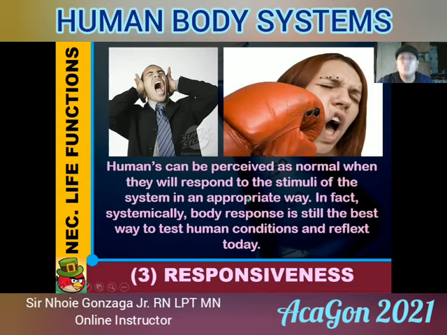The perception is wrong. Well, in fact, systematically, body response is still the best way to test human condition and reflexes today. Okay? So if you will not eat, there is hunger. That is normal responsiveness. If you'll eat too much, there is fullness. The problem is if you will not eat and you're still full, and if you will eat and you'll remain hungry, that is wrong responsiveness, meaning some parts of the system, some parts of the human body are not functioning very well.